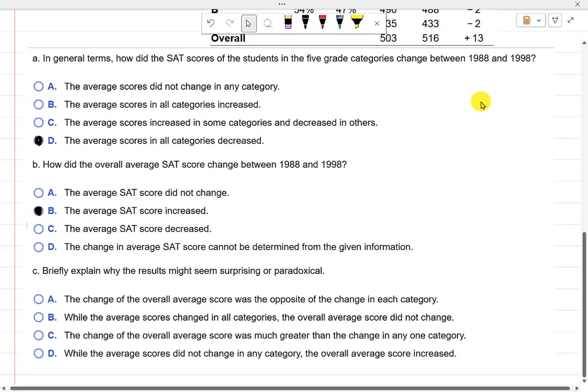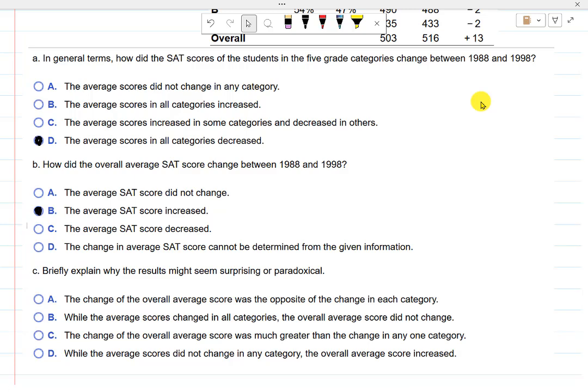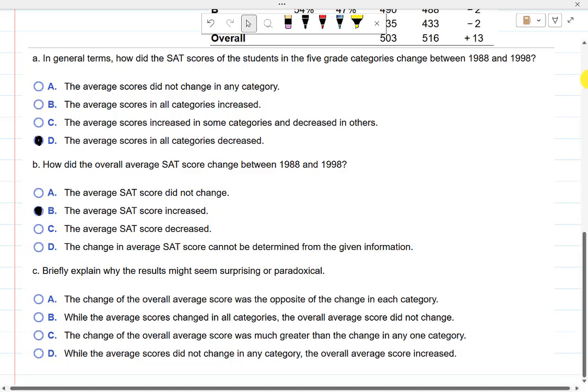The change of the overall average score was the opposite of the change in each category. Well, that is true. Let's see if there's one that's a better selection here, and we might be able to select more than one of these. While the average scores changed in all categories, the overall average score did not. We know that's not true. Let's go to C. The change of the overall average score was much greater than the change in any one category.